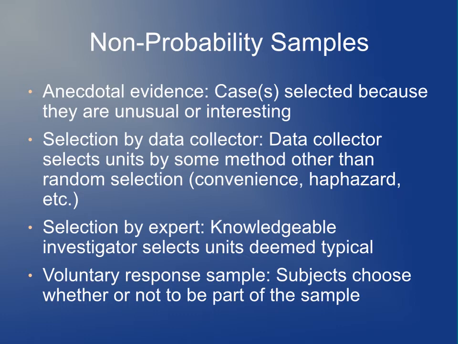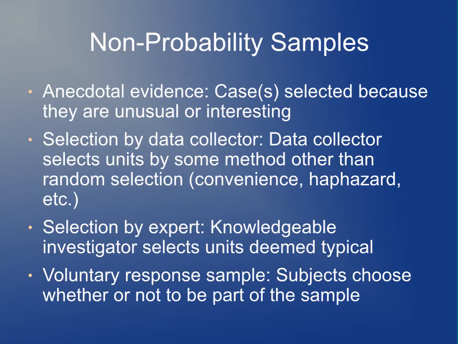Examples of non-probability samples are anecdotal evidence, which would be that you selected some data points just because they were unusual or interesting. Some other possibilities are selection by the data collector. The data collector selects units by some method other than random selection, whoever they can contact most conveniently, or whatever the case may be.